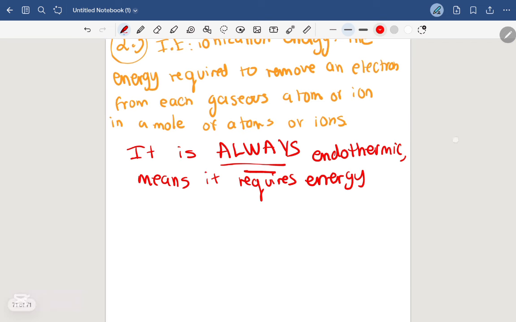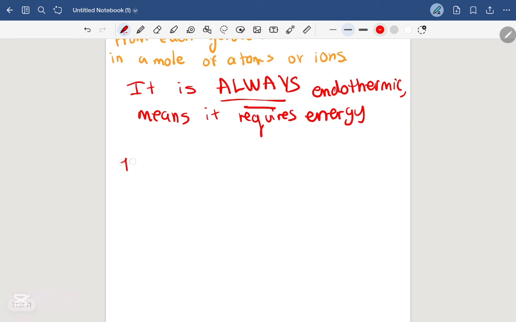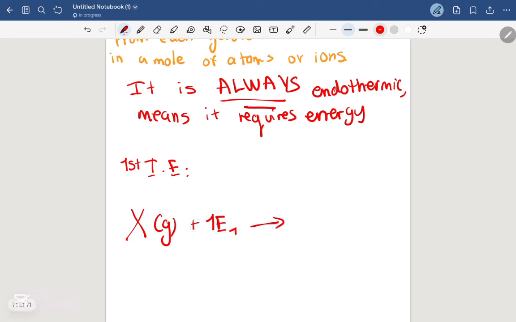So what does the first ionization energy look like? First ionization energy, I'll call it IE. The first ionization energy looks like this. You have an element X, which is a gas. You will add to it the energy in order to take away an electron. So you will add energy to this element in order to remove the electron, which is e minus. So perfect.